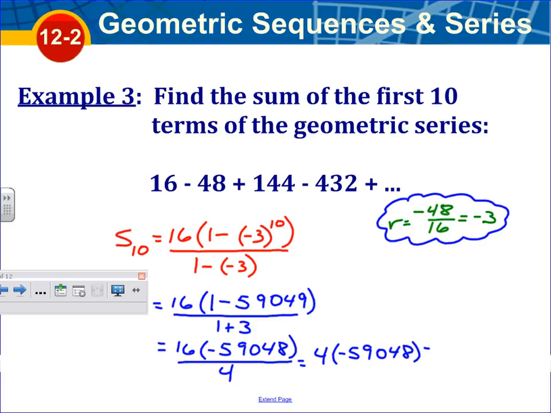And I get negative 236,192. And that's the sum of my first 10 terms of that sequence. Okay, so if I add those together, that's what I'm getting.